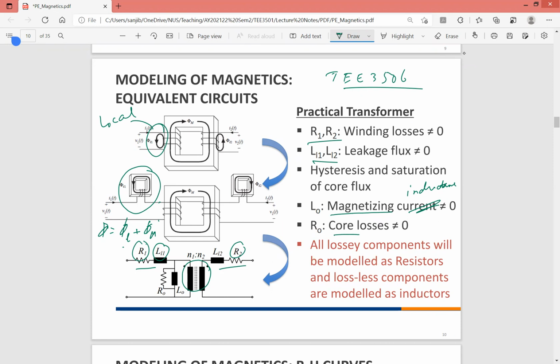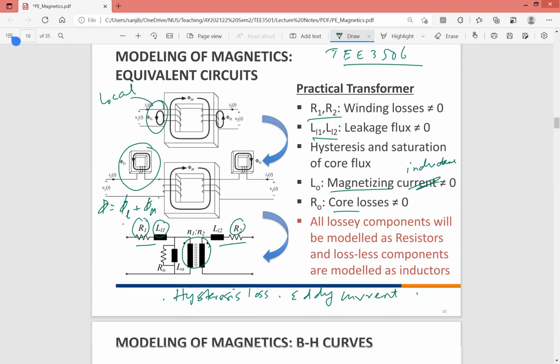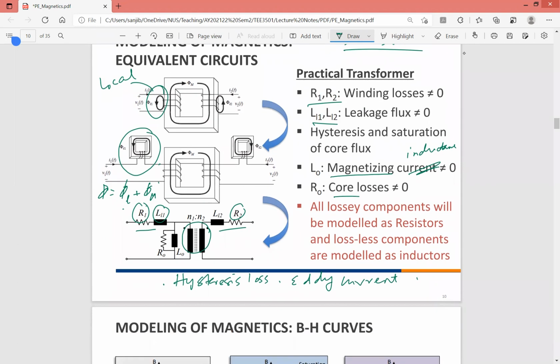We'll see there are different losses that happen. If you remember, there are two types of losses normally. One is called hysteresis loss. We'll talk about that later. The other type is called eddy current loss. Hysteresis losses are because of the back and forth, whenever the flux is changing in positive and negative, magnetization, demagnetization, then there will be losses every cycle. That's called hysteresis loss.